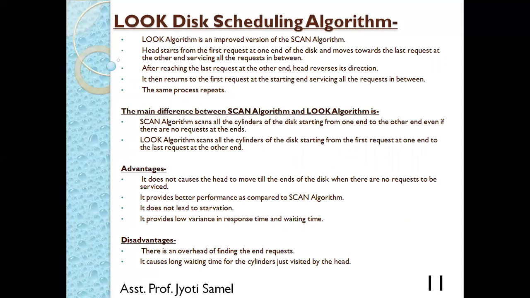The next algorithm is the LOOK disk scheduling algorithm. The LOOK algorithm is an improved version of the SCAN algorithm. The head starts from the first request at one end of the disk and moves towards the last request at the other end, servicing all the requests in between. After reaching the last request at the other end, the head reverses direction. It then returns to the first request at the starting end.